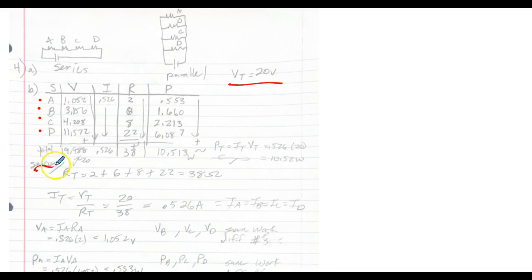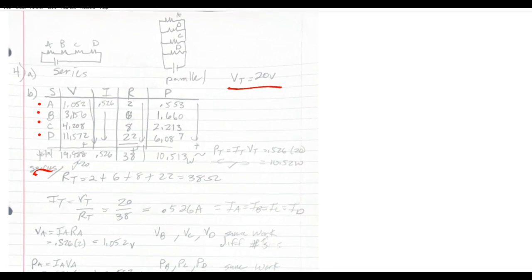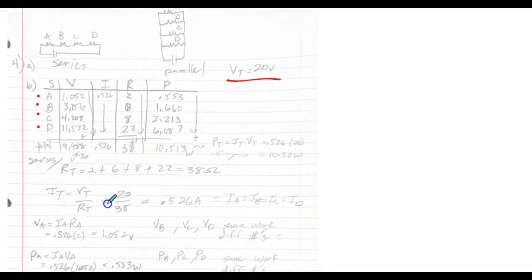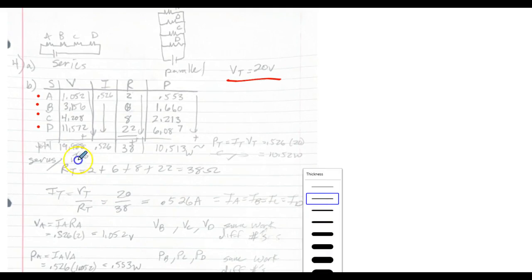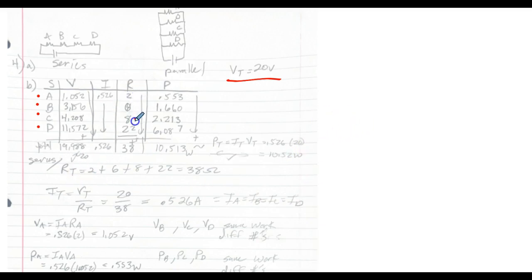For a series circuit, you have to find the total resistance. To do that properly for a series circuit, you just add them. So it would be 2 plus 6 plus 8 plus 22. You add those up, that's 30 and 8, so that's 38. So 38 ohms is the total resistance, so that's RT. For the total current, you can do that by the total voltage divided by the total resistance, just Ohm's law.